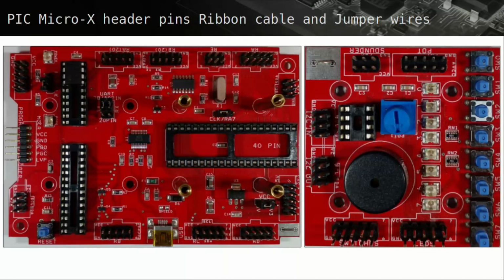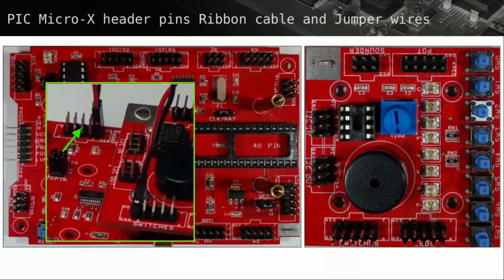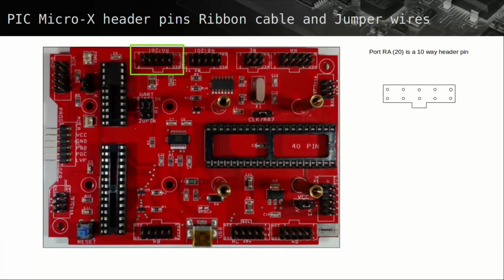Now with the main and trainer boards side by side, the jumper wire example used the main board header labeled RA20 and had been connected to the trainer board's switches header. Let's take a closer look at the main board header RA20.